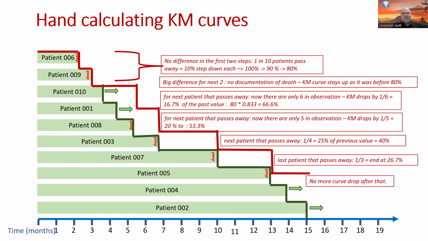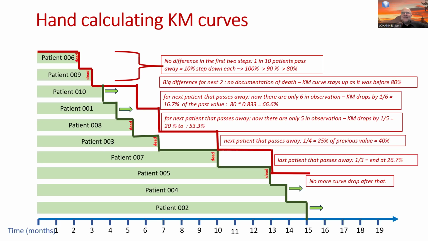The basis of the Kaplan-Meier estimate is that the drop of the curve, how deep the curve drops, is not dependent just on how many patients died at that time, but also how many patients were still in observation. If there are only 2 patients left in the study and one of the 2 patients dies, then the curve drops by 50%. Because half of the remaining patient population passed away at that date.